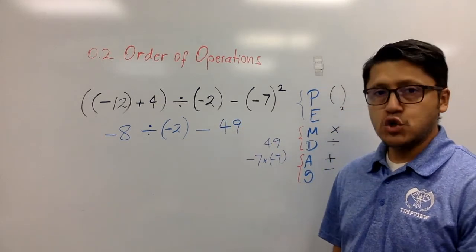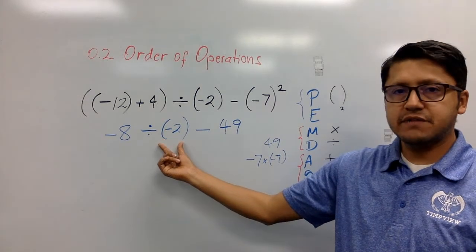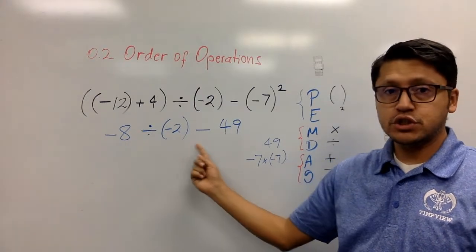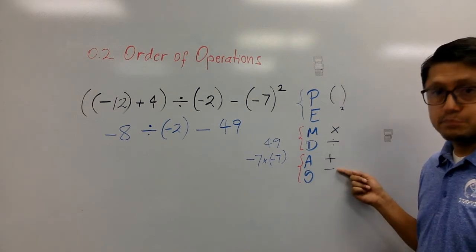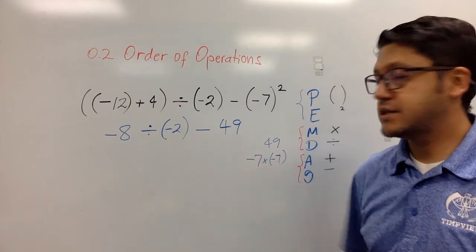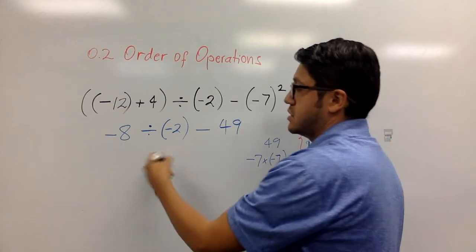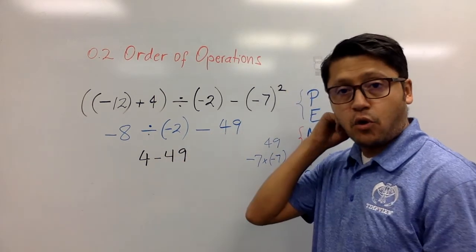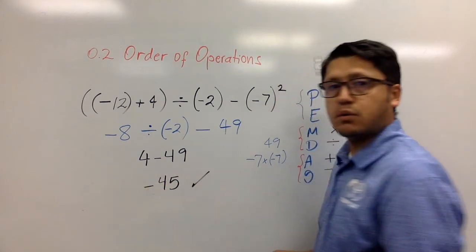Now take a look at this new line of operations. We have a negative number divided by another negative number, and then you do a subtraction. According to this, we have two operations, division and subtraction. Which one goes first? According to this, we have division prioritized. So we do this division first, then the subtraction. So what I have is negative 8 divided by negative 2. It's going to be a 4 minus 49. I bring this down, and then 4 minus 49 is negative 45, and we're done. Okay?